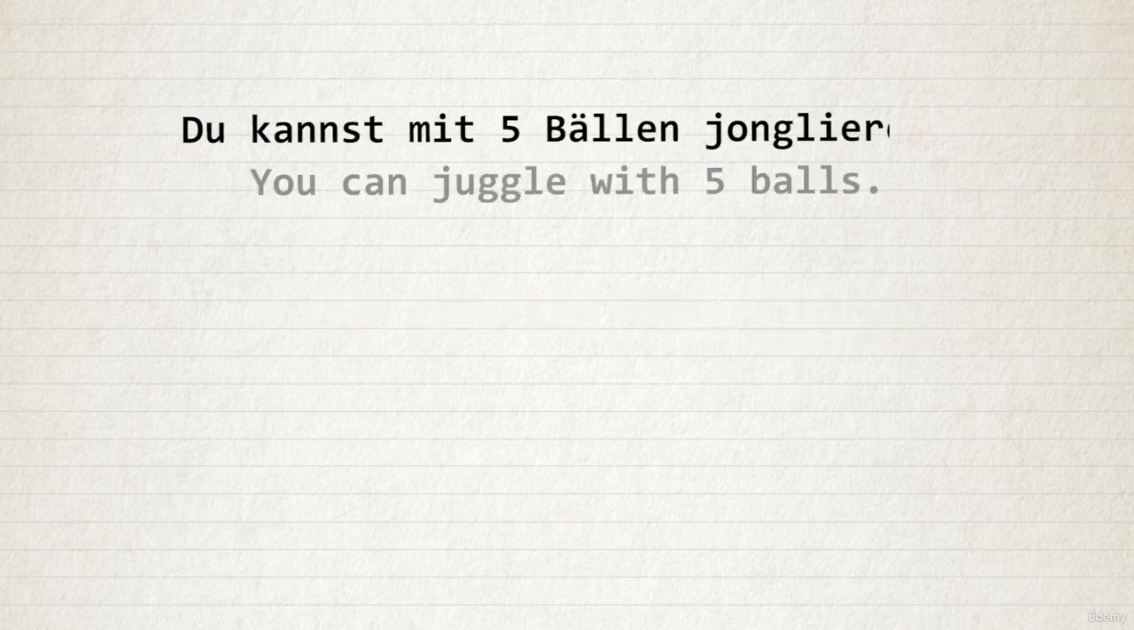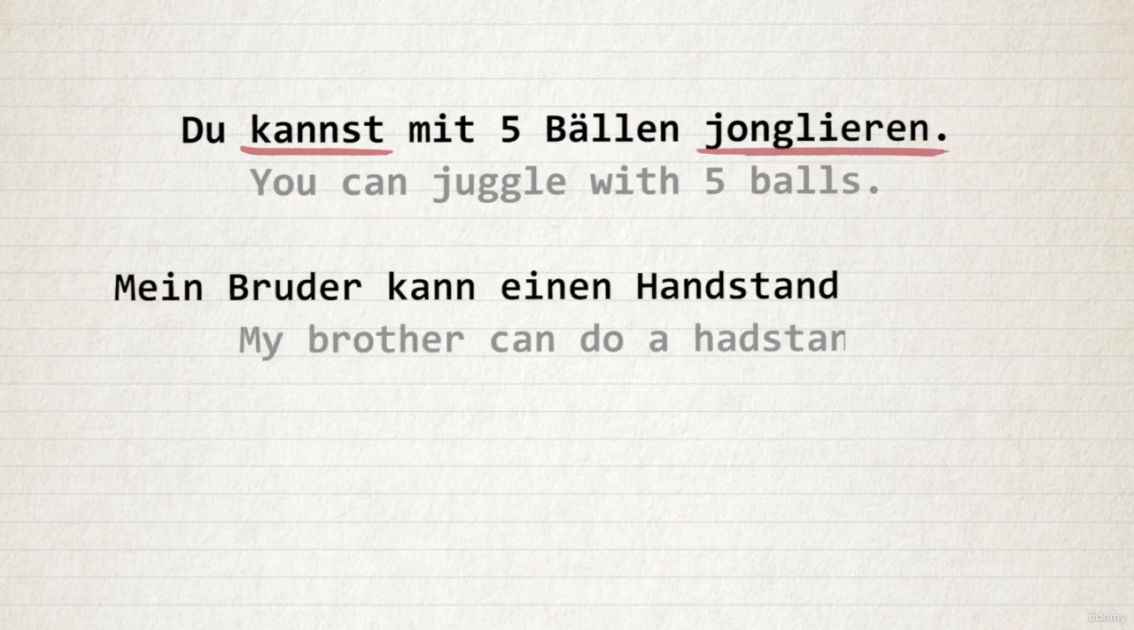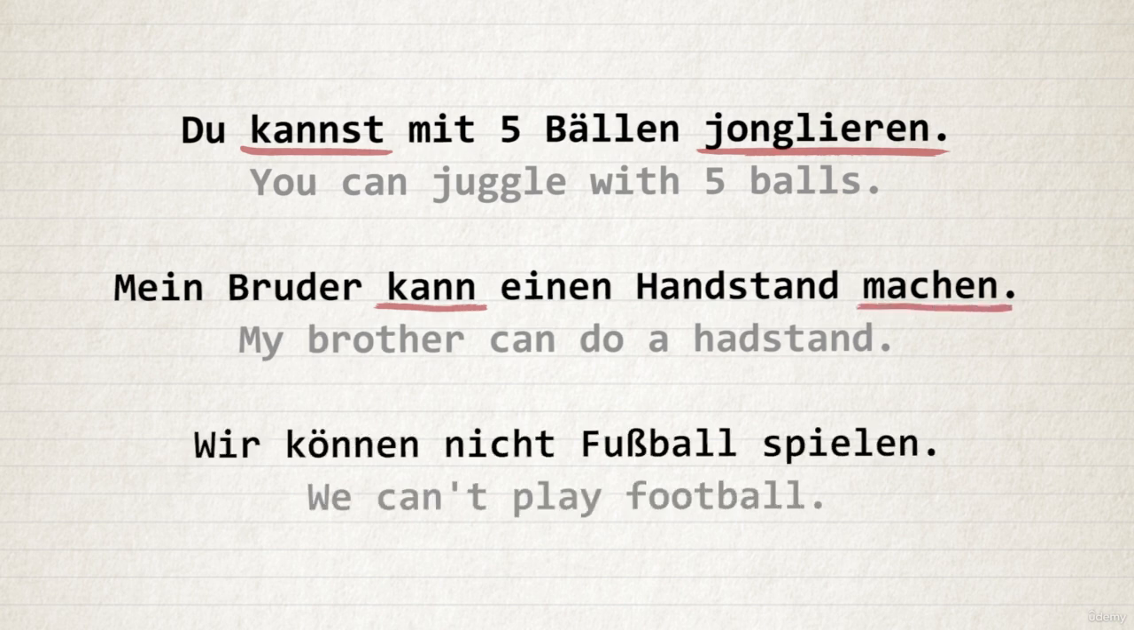Du kannst mit 5 Bällen jonglieren. Kannst, jonglieren. Mein Bruder kann einen Handstand machen. Kann, machen. Wir können nicht Fußball spielen. Können, spielen. See, all the sentences have another verb besides können, and all of them are at the end of the sentence in the infinitive form. That means that you don't have to conjugate them, which can make your life sometimes really easier.